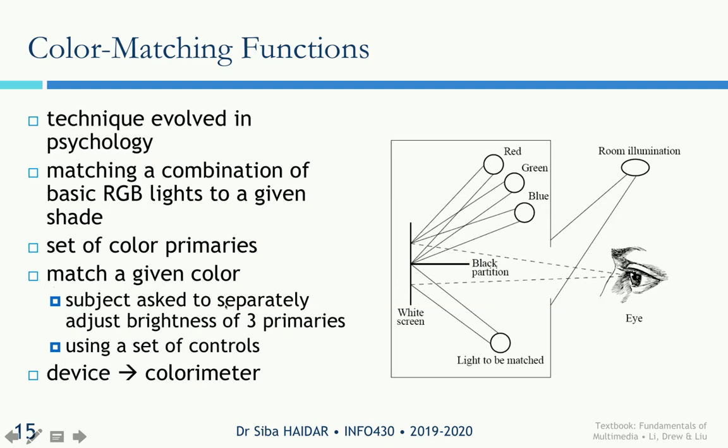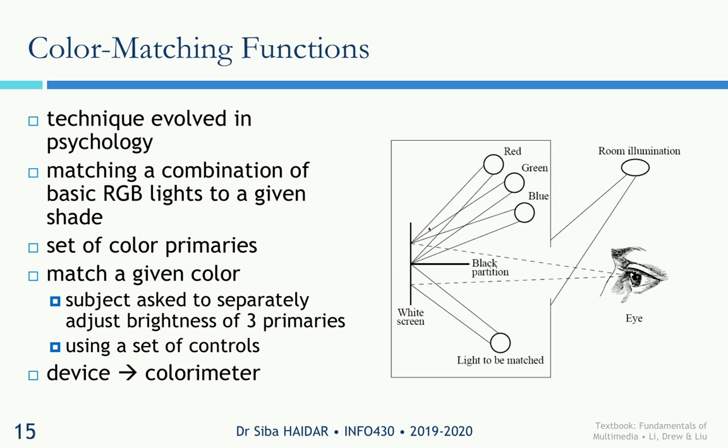You are asked to separately adjust the brightness of the three primaries. So you have, for example, three slide bars, three buttons. Please regulate those beams so that the two parts of the white screen have the same color. Just keep adjusting. Under the same room illumination, so under the same conditions, of course, maybe you set red to 2, green to 0, blue to 100 to obtain the same light. Then we note this experiment.